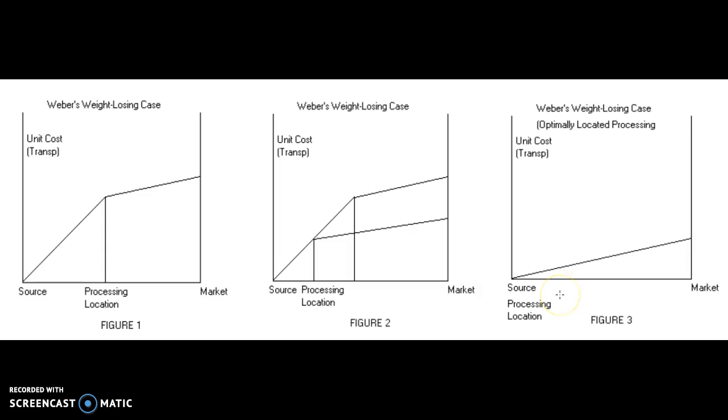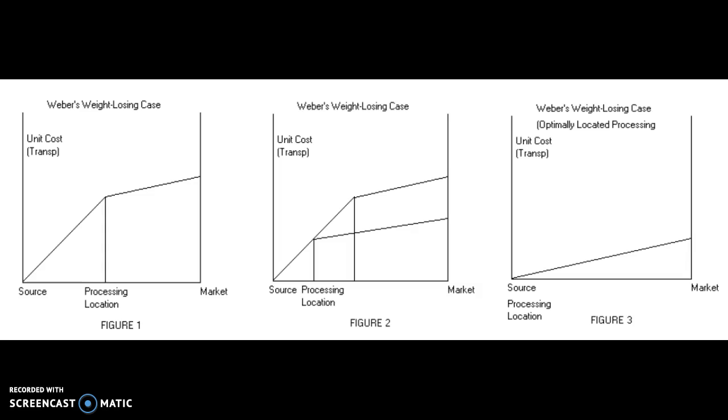Figure 3 is the ultimate bulk reducing idea, where in this case the forest, our source, and the processing location where the post is made are combined on the same land. So literally there is no cost of transportation from the source to the processing location. Instead, the only cost is from the processing location to the market, and as you notice, if you take a look at figure 2 and figure 1, the cost in figure 3 in getting to the market is significantly lower.